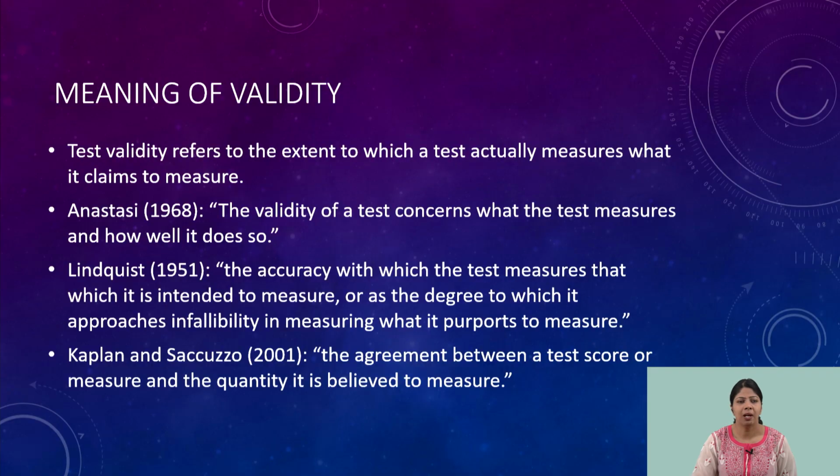Another definition, by Kaplan and Saccuzzo, says that validity is the agreement between the test score and the quantity that it measures. So what is the true score of the individual, and how close to that is the test score given by the test? That will determine the validity of a test.